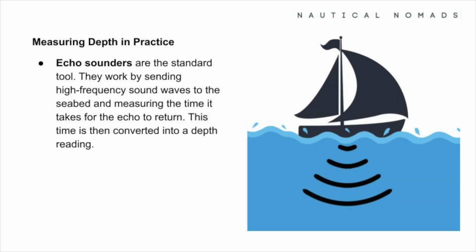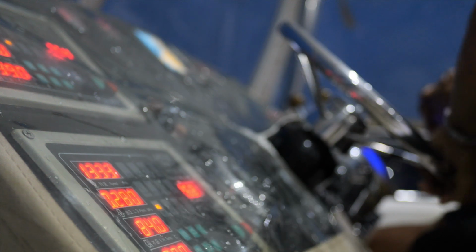Today, echo sounders are the standard tool to measure depth to the seabed. They work by sending high-frequency sound waves to the seabed and measuring the time it takes for the echo to return. This time is then converted into a depth reading. Digital echo sounders make this process easier by displaying numerical depths. However, they must be used correctly. Factors like air bubbles, fish, or even the boat's propeller can interfere with the readings, so understanding their limitations is important.